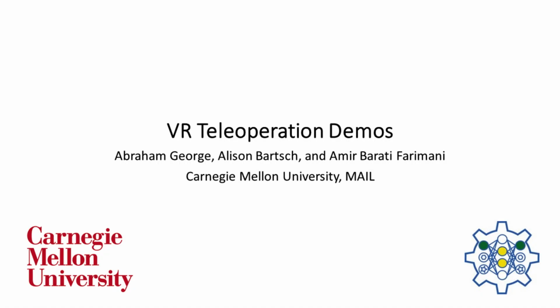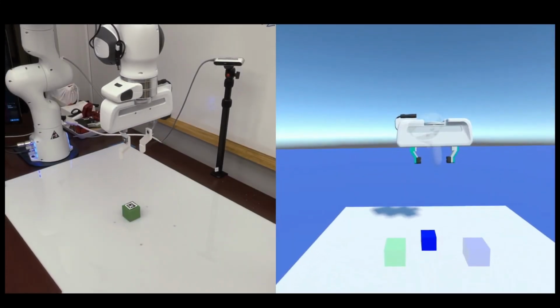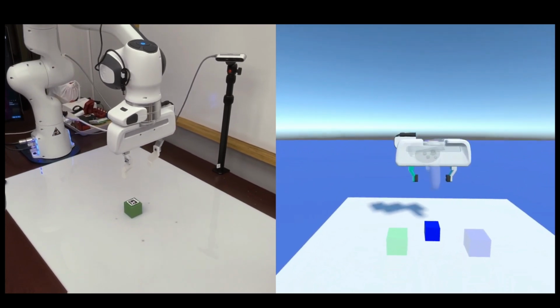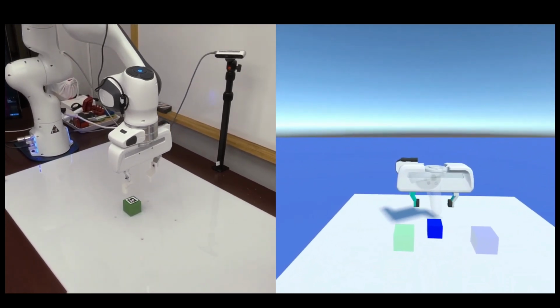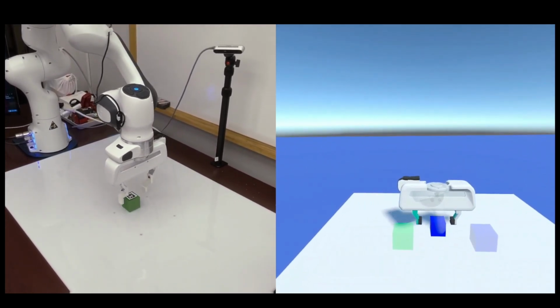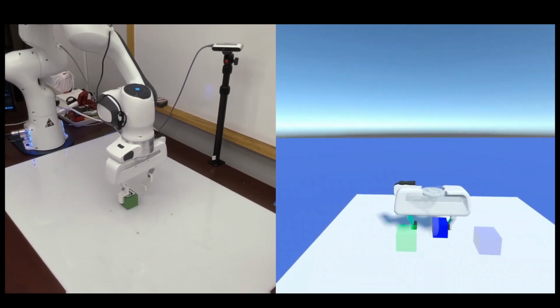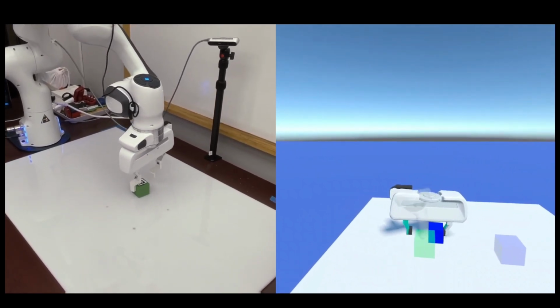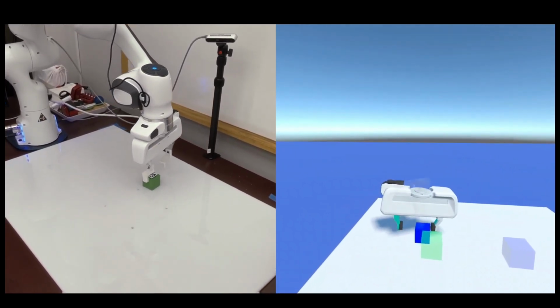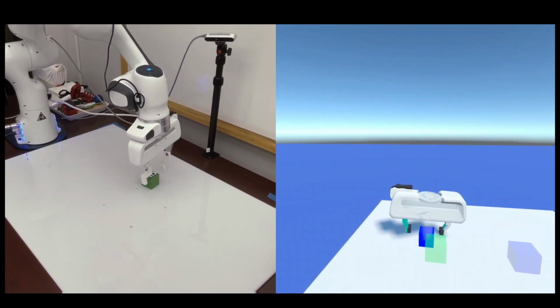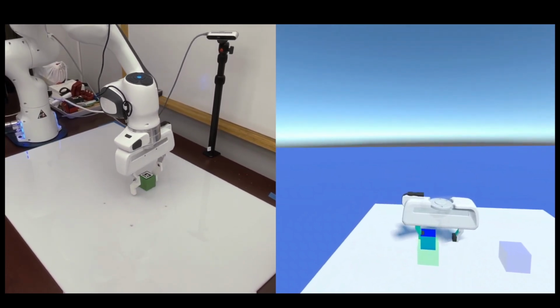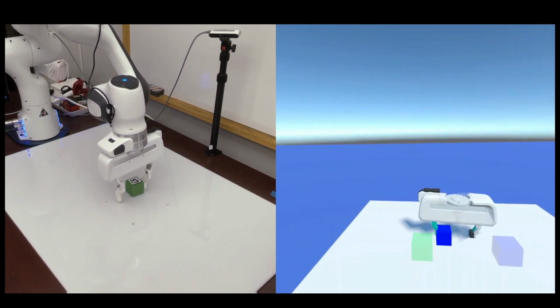This video presents the virtual reality teleoperation techniques developed by the Carnegie Mellon University Mechanical Artificial Intelligence Lab. To control a Franka Emika Panda robot arm, we are using an Oculus VR headset, running an application created in Unity. To operate the robot, the user moves a handheld controller, and their motions are sent to the Franka arm. The Franka arm then replicates these motions, following the trajectory of the user's hand.